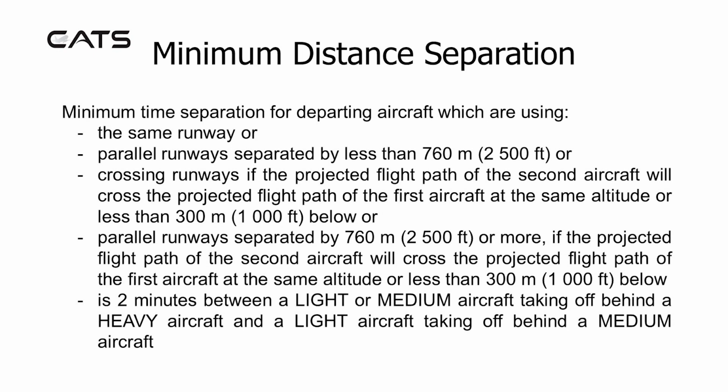Minimum time separation for departing aircraft which are using the same runway or parallel runways separated by less than 760 meters, or crossing runways if the projected flight path of the second aircraft will cross the projected flight path of the first aircraft at the same altitude or less than 1,000 feet below, or parallel runways separated by 760 meters or more, if the projected flight path of the second aircraft will cross the projected flight path of the first aircraft at the same altitude or less than 1,000 feet below, it's 2 minutes between a light or medium aircraft taking off behind a heavy aircraft and a light aircraft taking off behind a medium aircraft.